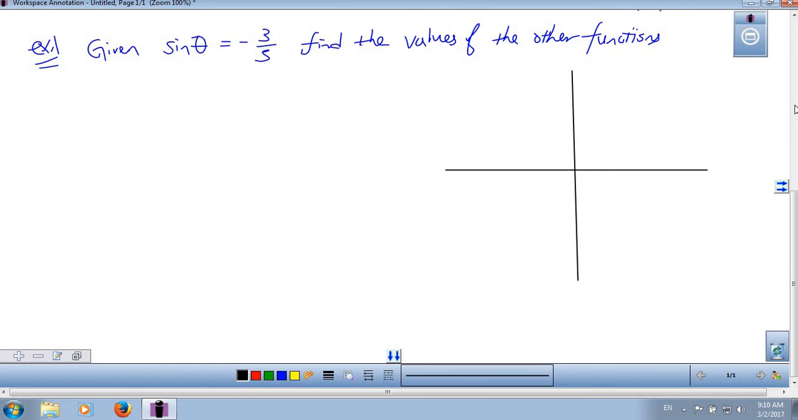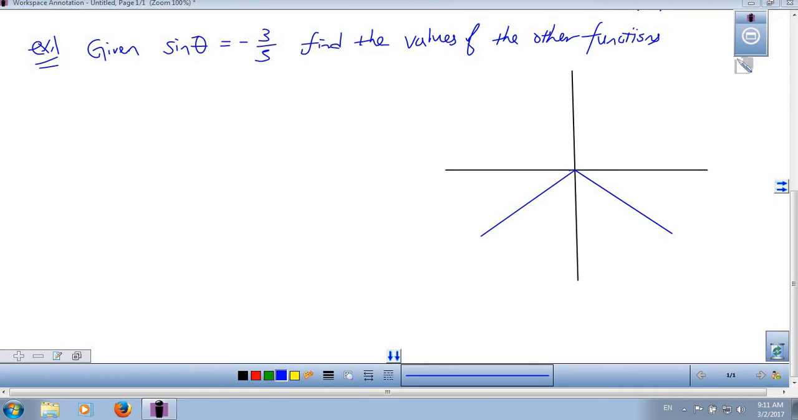First of all, it says the sine of the angle is -3/5. Now, if I remember ASTC, the acronym ASTC: All is positive, Sine is positive. So the angle is not going to be in quadrant 1, and it's not going to be in quadrant 2. It will be in the third quadrant, or it's going to be in the fourth quadrant.